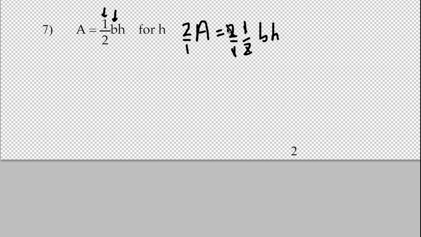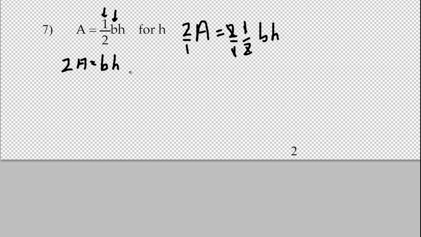I've done the same to both sides. Here's a 2 over 1, here's a 2 over 1. Remember, 2 over 1 is just 2. You can write a 2 if you want to. So what I have now is this. I've got 2a equals bh.